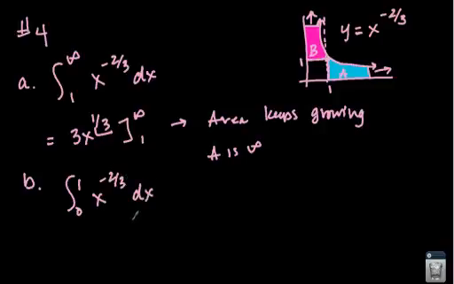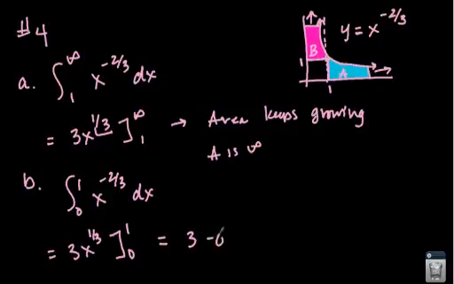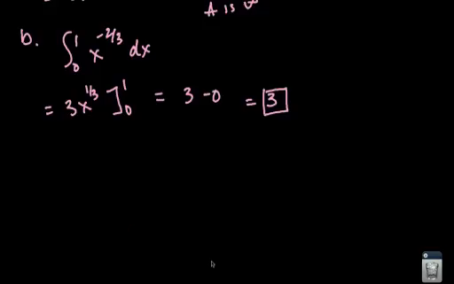We're going to integrate again, and we get the same integral, 3x to the positive 1/3. But this time we have a finite range, so we end up with 3 minus 0, because I'm putting 1 in for x, 1 to the 1/3 is 1, times 3 is 3, and 0 to the 1/3 is 0. So we end up with a value of 3 for our area. Alright, so this is part C.